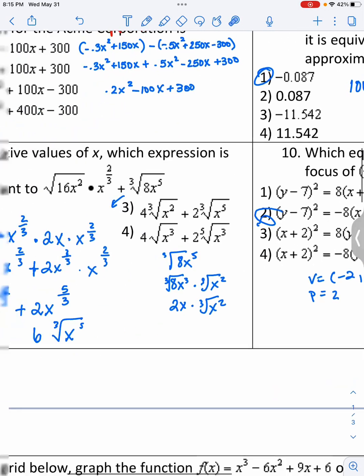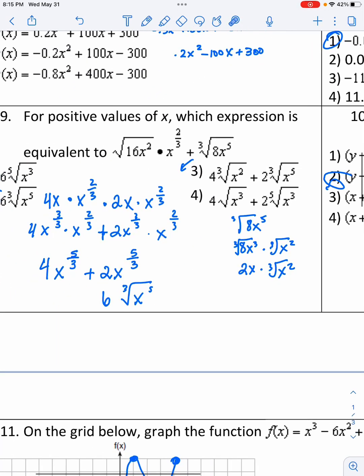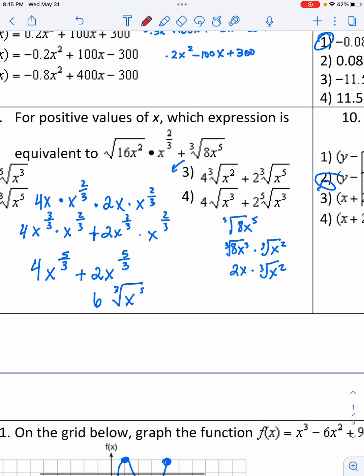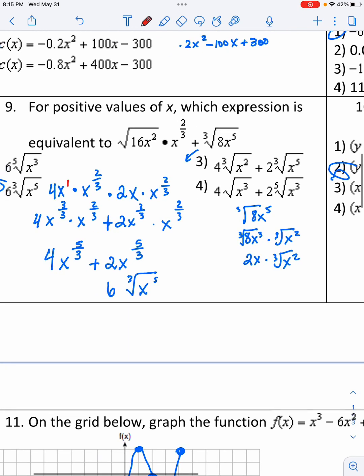Okay, next one here. For all positive values of x, looking at this expression, first thing we could do is simplify this. The square root of 16x squared is 4x. We're going to multiply these together. So that's what I did over here. When we multiply, we add our exponents. So this is like a little imaginary 1 here. So we're going to add them up. So 3 over 3 plus 2/3 is going to give us 5/3. So it's 4x to the 5/3.